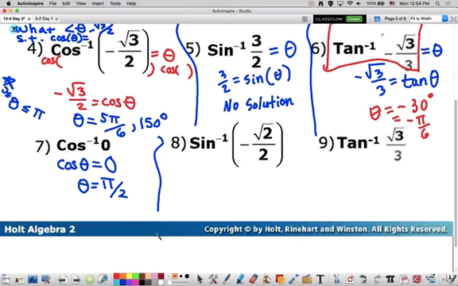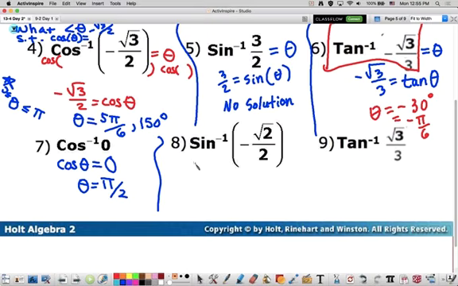Come on, I'm really worried if you guys cannot do this. What angle theta such that when you evaluate it with sine, you get negative root 2 over 2? Look back at your classmates and tell them. Okay, do you guys have that in your head? I'm going to ask you again on the next one.